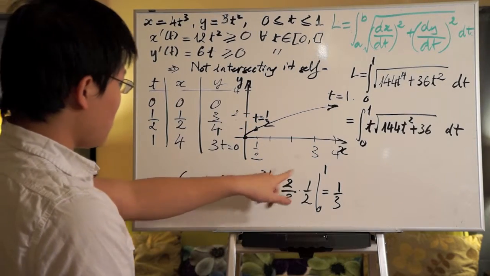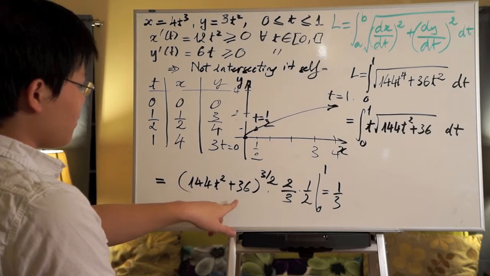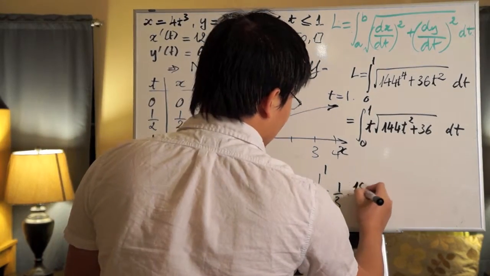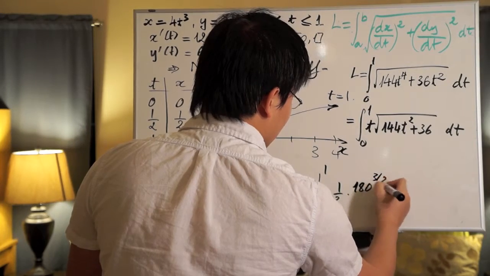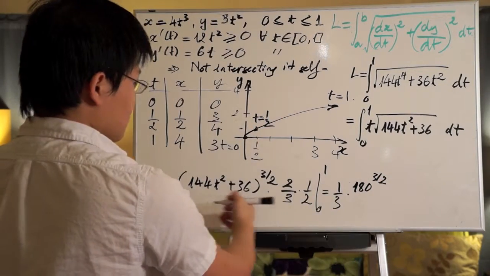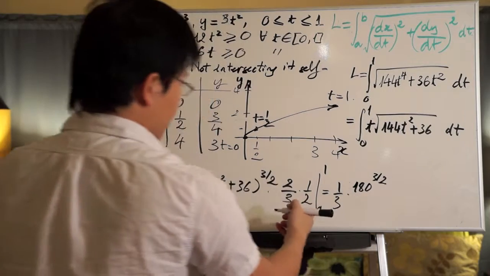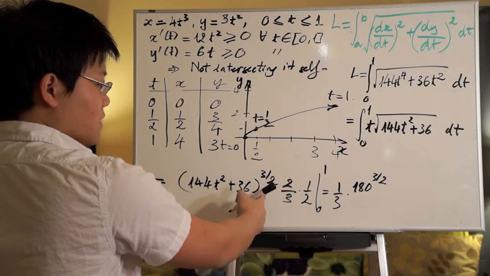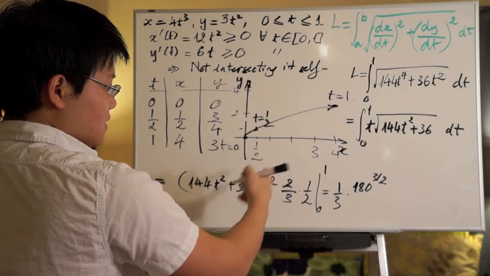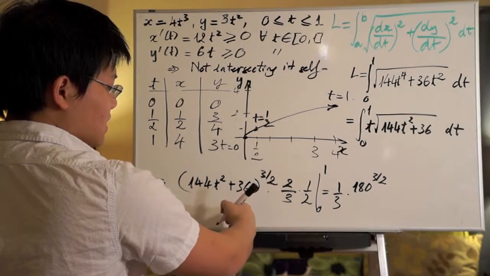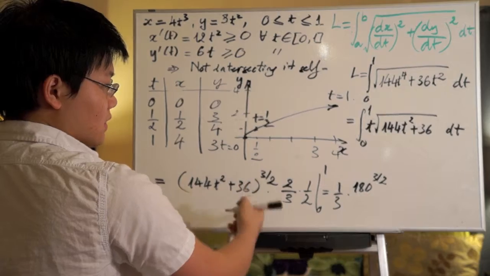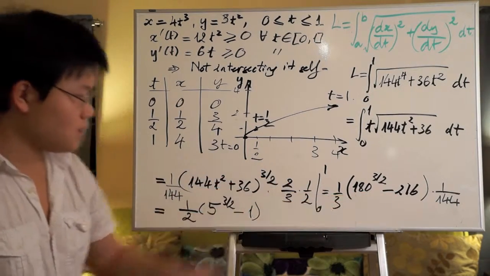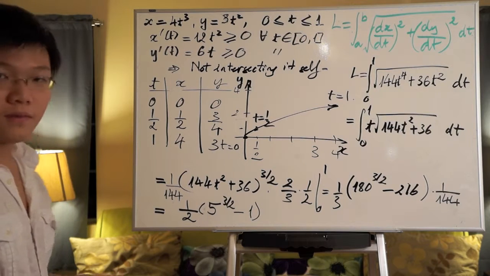You put in 1. That's 144 plus 36. That's 180, so 180 to the 3/2, times 2 over 3, minus 0. Put in 0 here, that's 36 to the 3/2, the square root of 36 is 6, so that's 6 cubed, 216. The result will be your answer. Just trying to divide it. Right? Thank you very much.